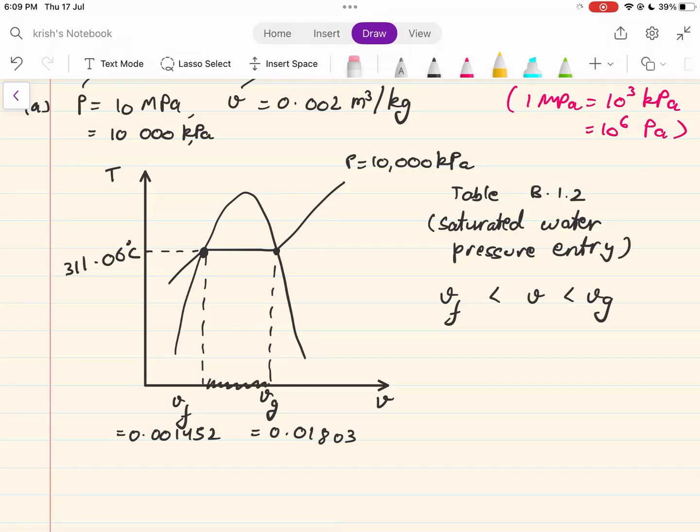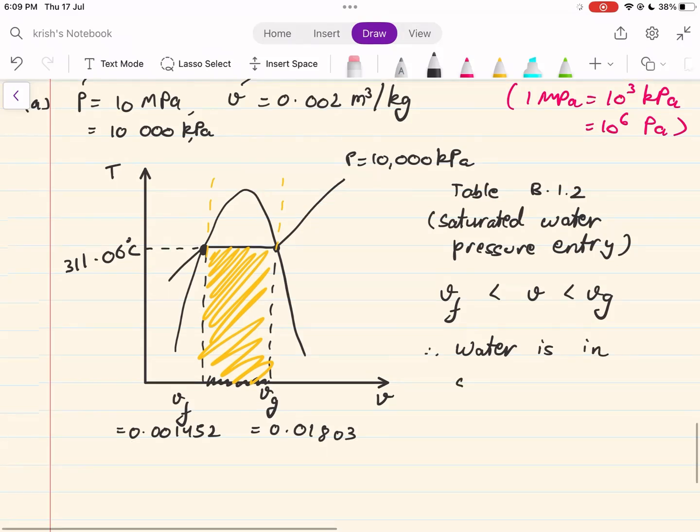So V is somewhere on this line. That means V is somewhere in this region. And we know that this is the saturated mixture region. Therefore, water is in saturated mixture phase.